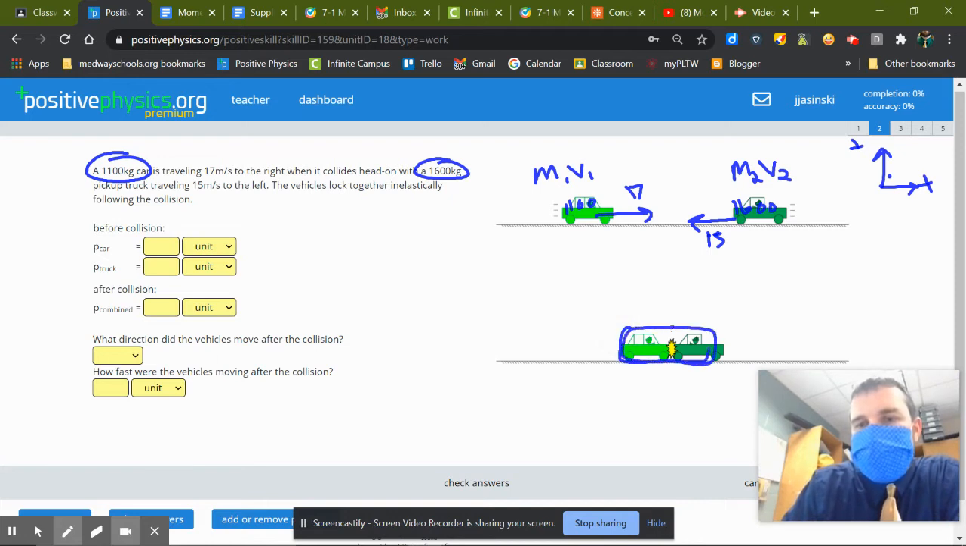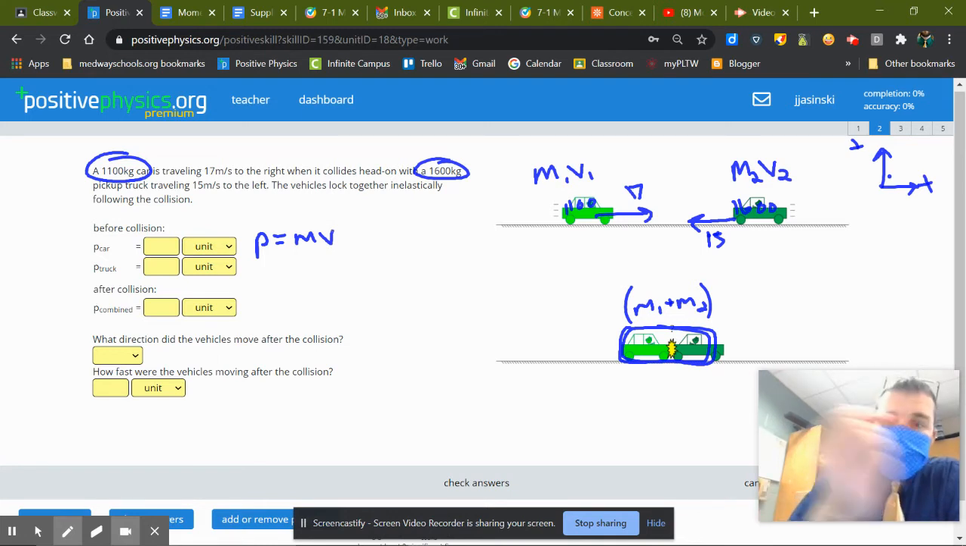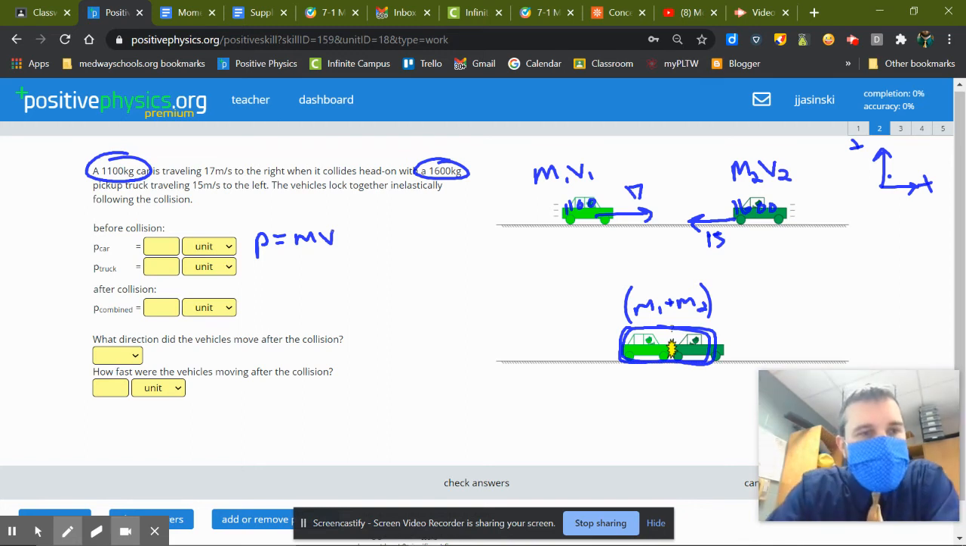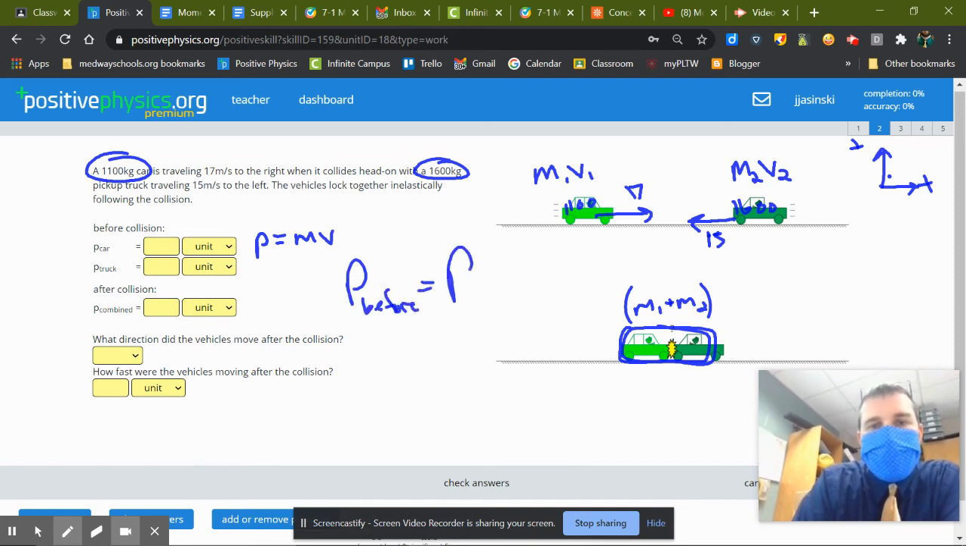You have one object here with a mass of, well, both of them put together, M1 plus M2. So we have enough info for the mass and velocity for the car and the truck. That's just P equals MV for each one, keeping in mind that the truck is moving to the left, so that makes a difference. The combined momentum after the collision: whatever the total is beforehand, conservation of momentum says that's the total after.